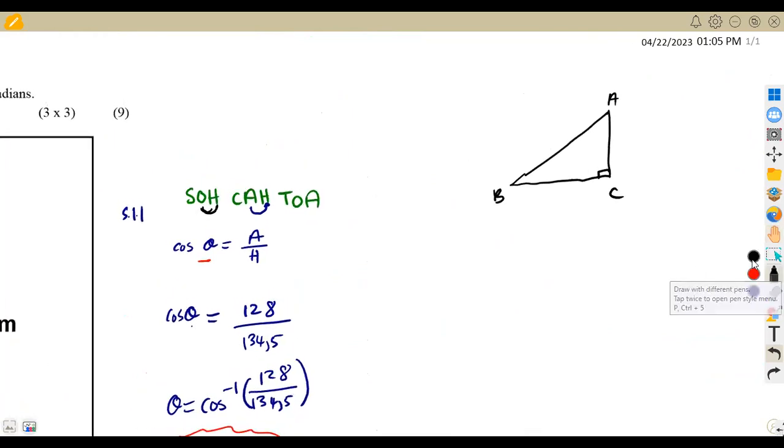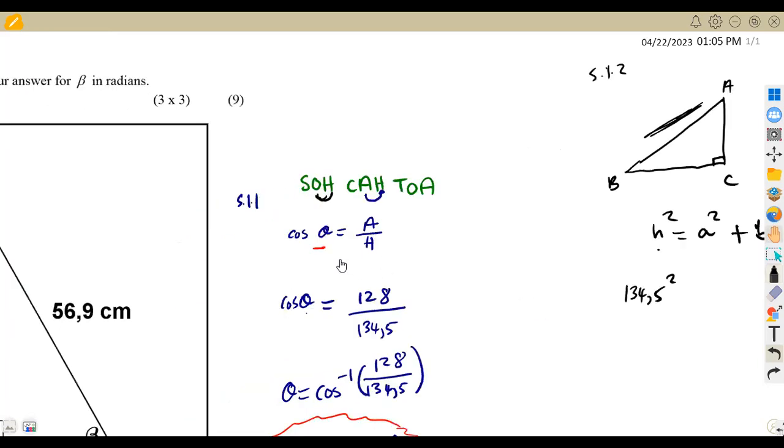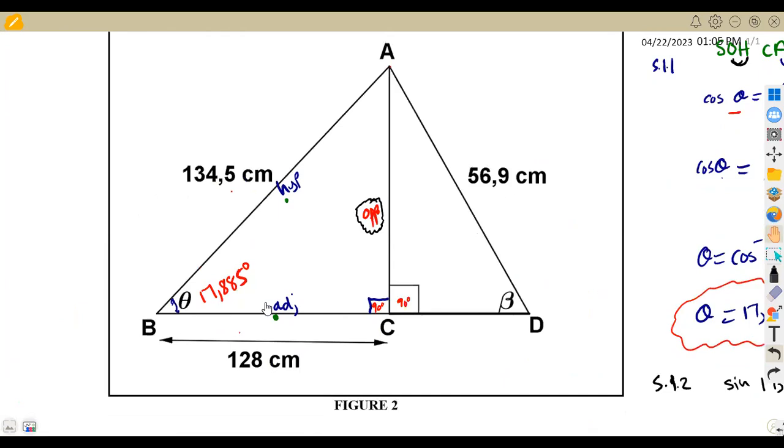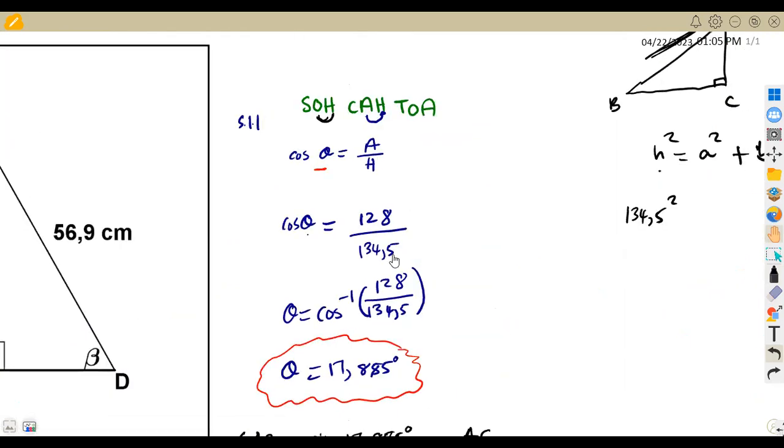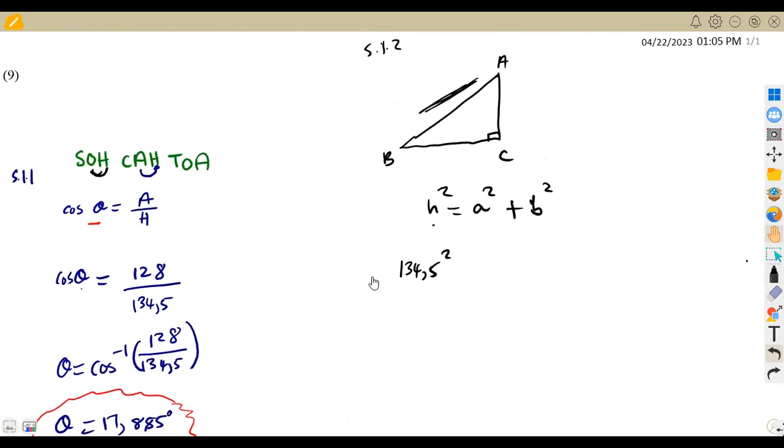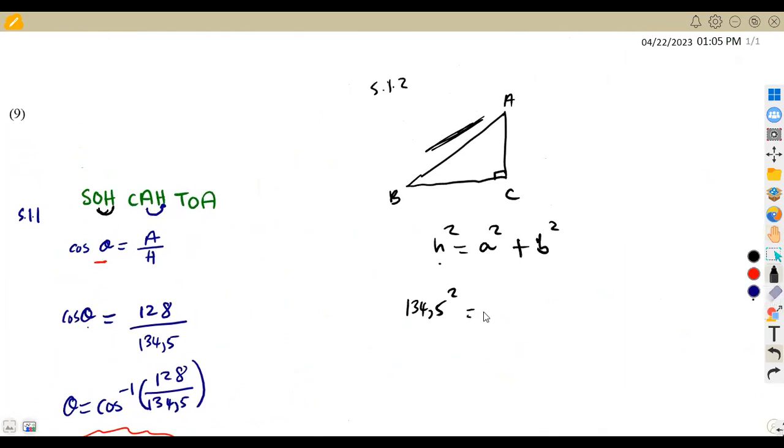Remember that our Pythagoras theorem states that H squared is equal to A squared plus B squared, which is the other side squared. So the hypotenuse squared is the side AB, and we are given that AB is 134.5, taking note from our diagram. The other side that you are given is BC of 128, so this is going to be 128 squared, added to the side that you're supposed to calculate, which is AC. So this is going to be AC squared.